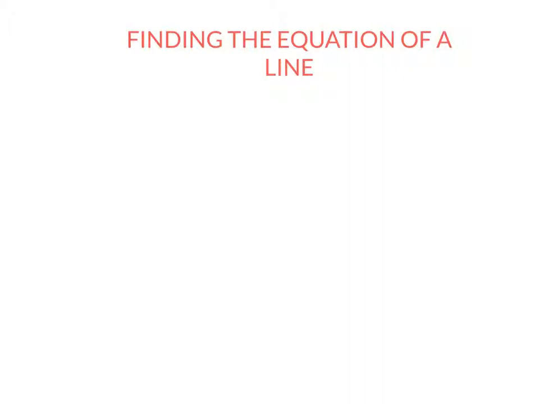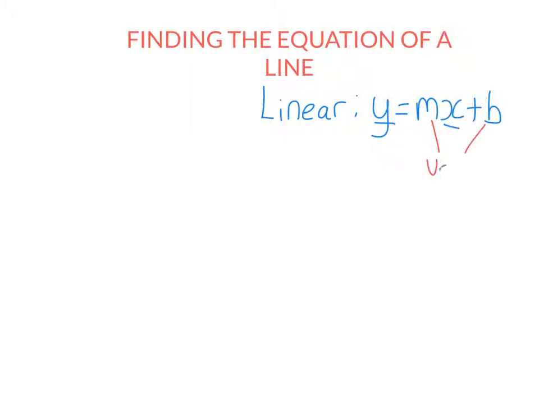The equation of any line or linear function can be written in the form y equals mx plus b. So y and x are variables, m and b are values or constants. We're actually going to find the value of m and the value of b. That seems pretty logical because a line can be written in the form y equals mx plus b. All I need to do is find m and find b.